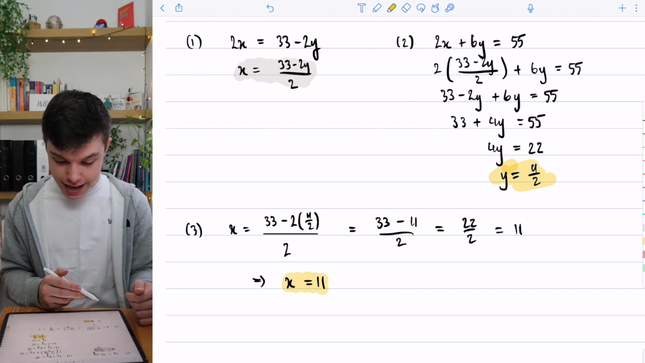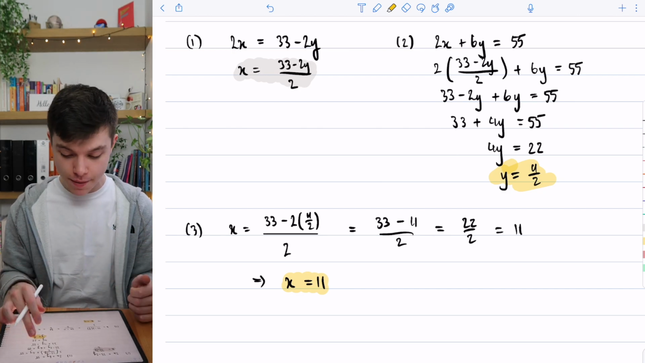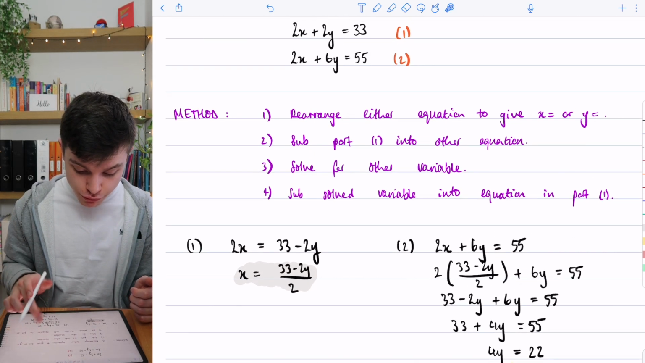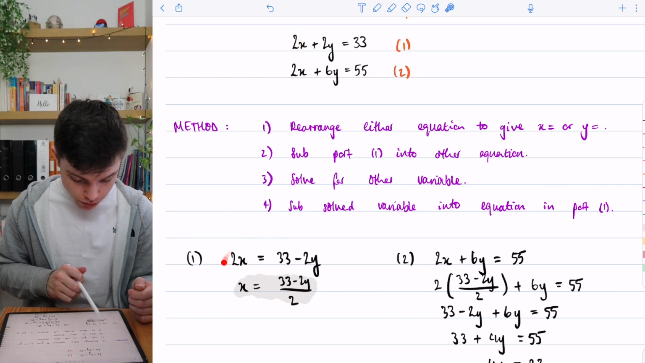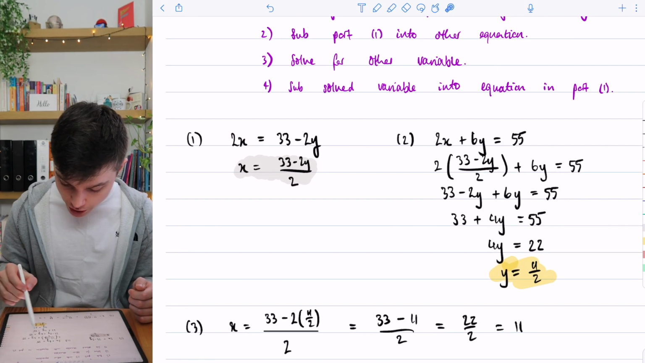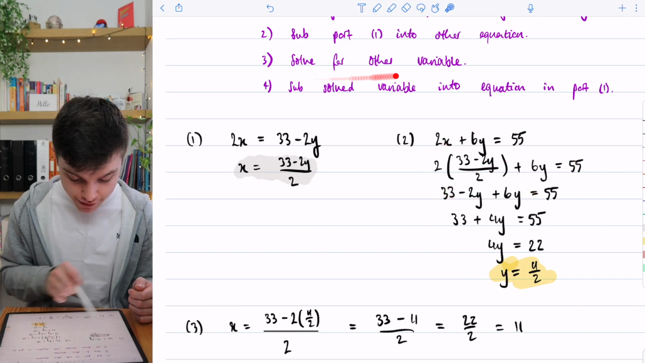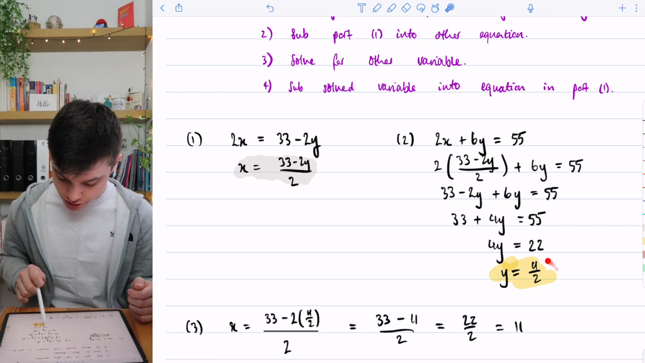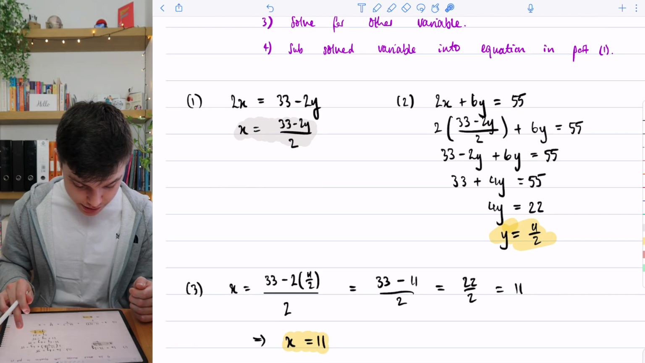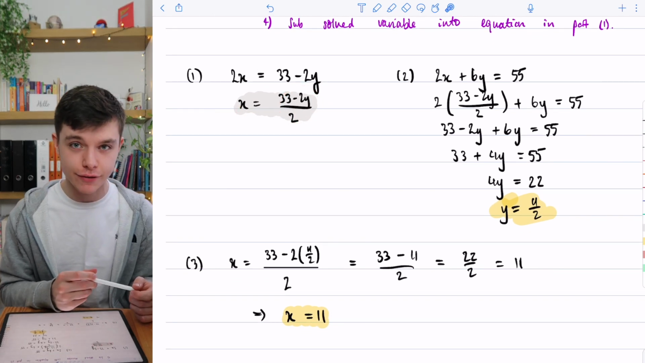So we can see that the two methods are quite similar, but this one involved a little bit of rearranging. We didn't cancel out our two x's straight away. We rearranged, we substituted part 1 into here, we got our variable, and then we don't actually need part 4 on there because we've kind of already done that. We just then need to solve for this other variable here by substituting our y value in to give us x.